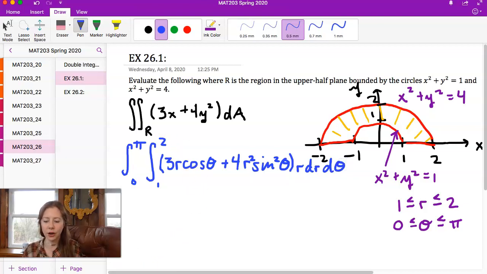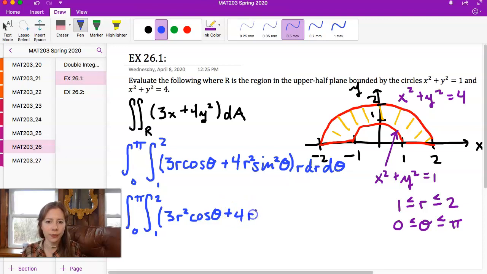Okay, so now let's start evaluating. Let's first distribute this r throughout. We're going from 0 to pi, and from 1 to 2 for our r, and we're going to have 3r squared cosine theta plus 4r cubed sine squared theta dr d theta.